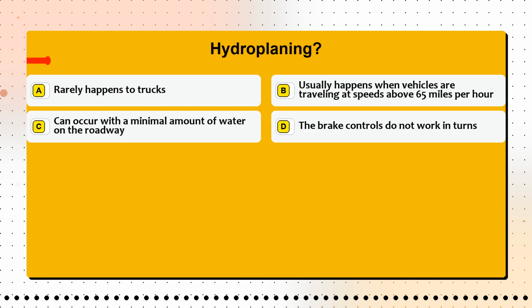Question 57. Hydroplaning. Here are the options. Option A, rarely happens to trucks. Option B, usually happens when vehicles are traveling at speeds above 65 miles per hour. Option C, can occur with a minimal amount of water on the roadway. Option D, the brake controls do not work in turns.